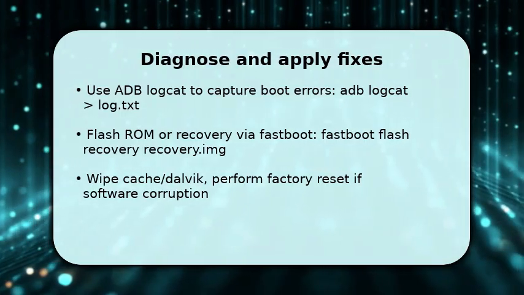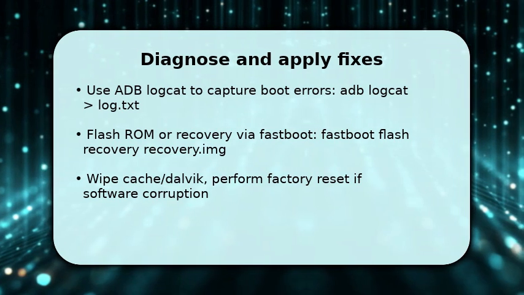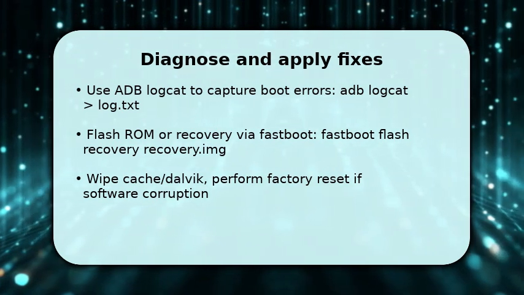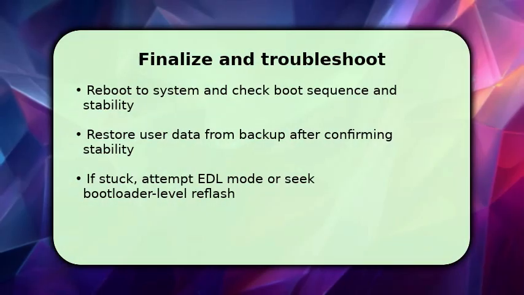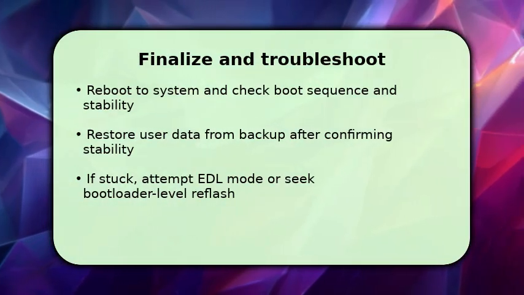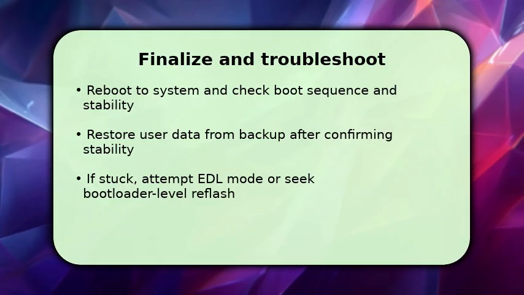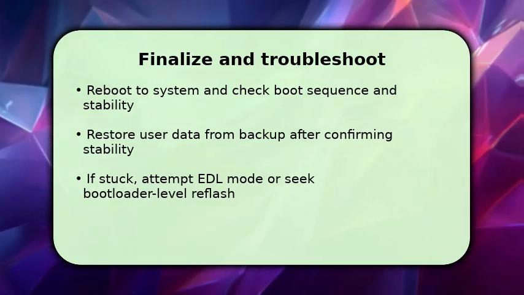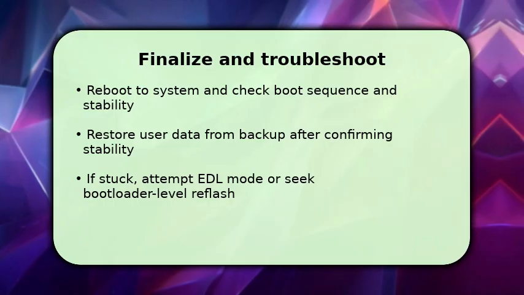If a custom recovery is present, you can sideload updates or use TWRP to restore a known good backup. You finish by rebooting to system and observing the full boot sequence. Verify apps load and settings persist. Once the phone boots reliably, restore user data from your backup.